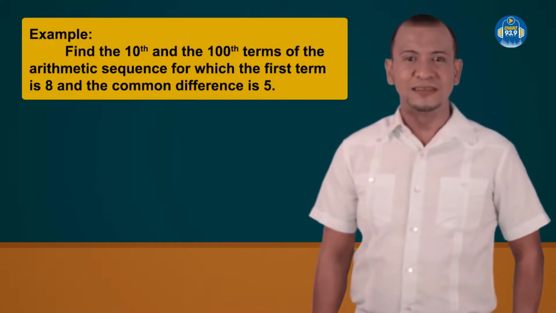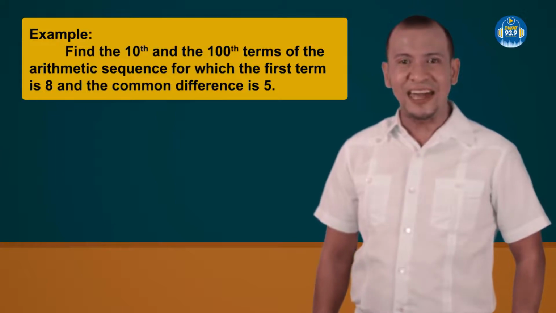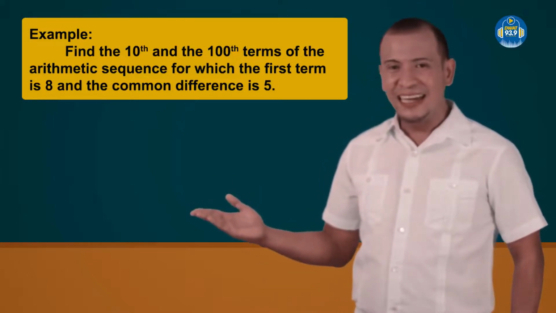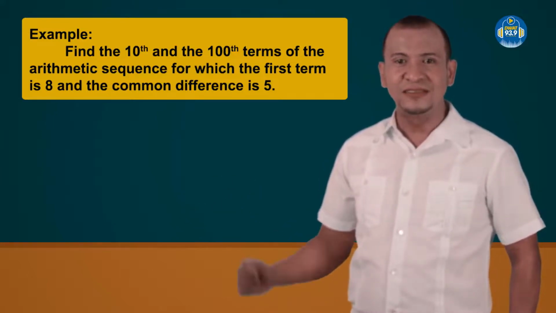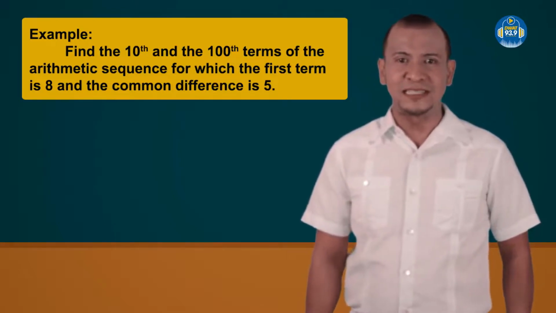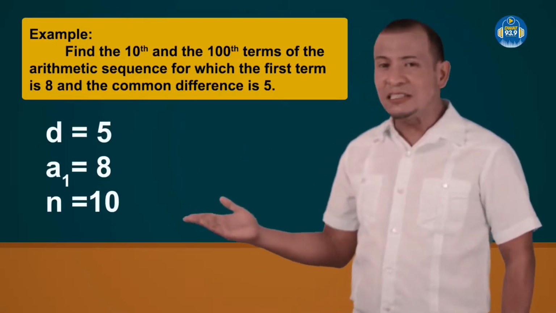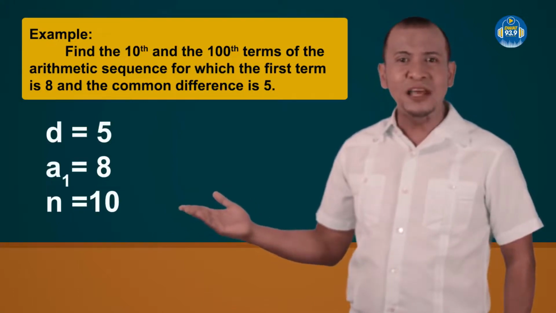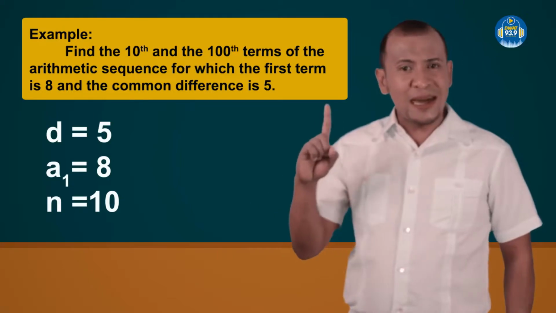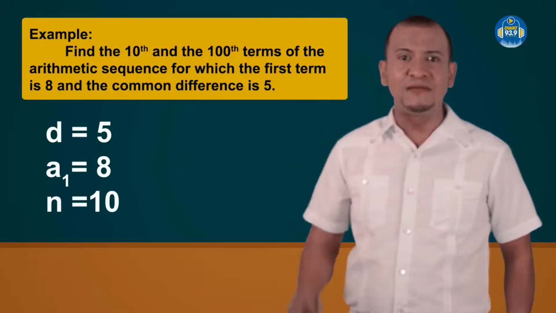Now, let's have examples. Find the 10th and the 100th terms of the arithmetic sequence for which the first term is 8 and the common difference is 5. So first, let's look into the 10th term of the sequence. Since d equals 5 and a sub 1 equals 8 and n equals 10, then we can easily find the 10th term of the sequence.